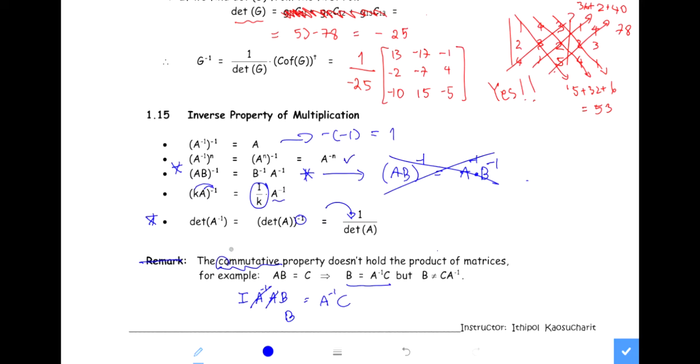Commutative, like I told you: C is like change, and O is the order. So in matrix, you cannot change the order.